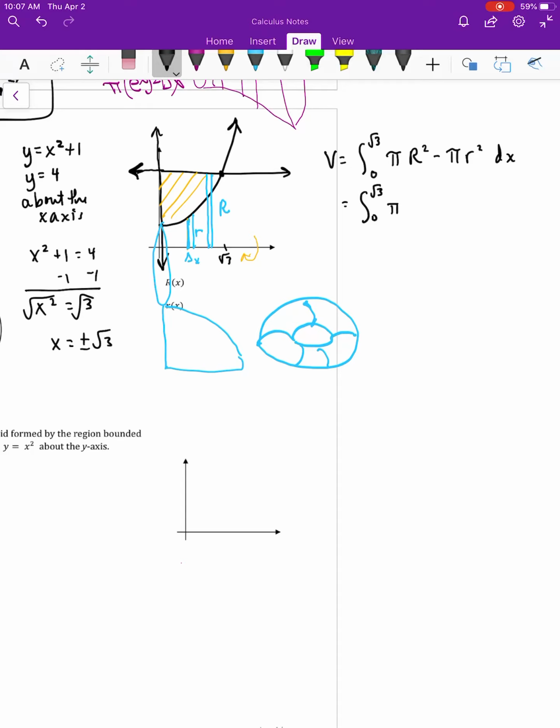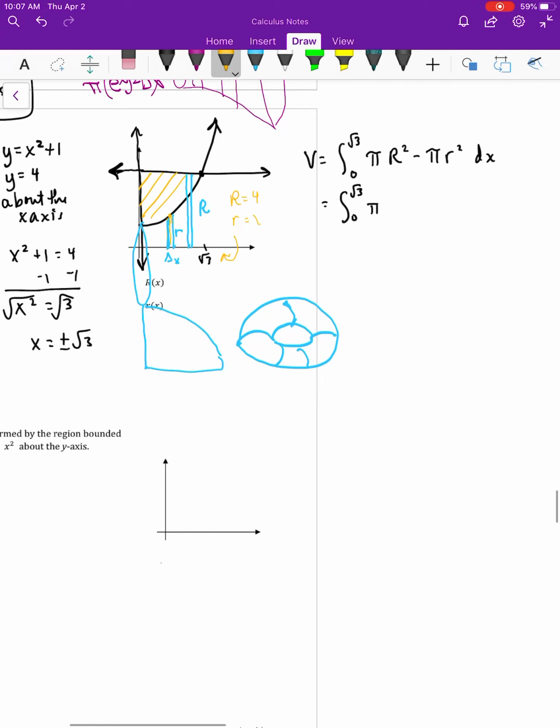So if you look here, my big R is 4, and my little r is going to be found by imagining a point on x squared plus 1. It's an xy point, and I can see it's the y of that point. So that's going to be x squared plus 1. So my little r is going to be x squared plus 1. My big R is just a constant 4. No matter where I put it between 0 and square root of 3, it's always going to be 4.